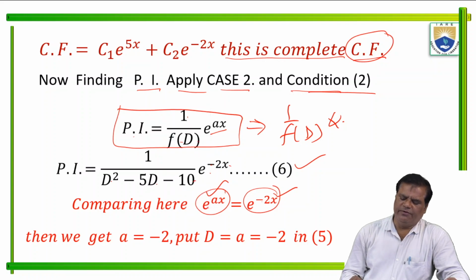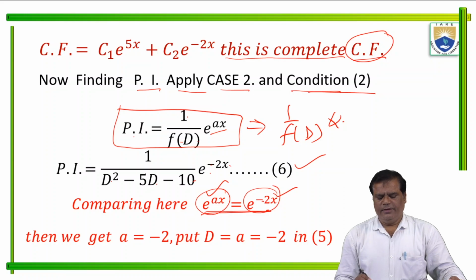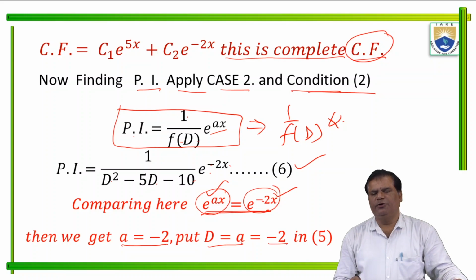This is the value of given Q, e to the power minus 2x. After comparing here, we get a equal to minus 2. Now putting D equal to a, that is minus 2. So putting D equal to minus 2, what do we have in here?